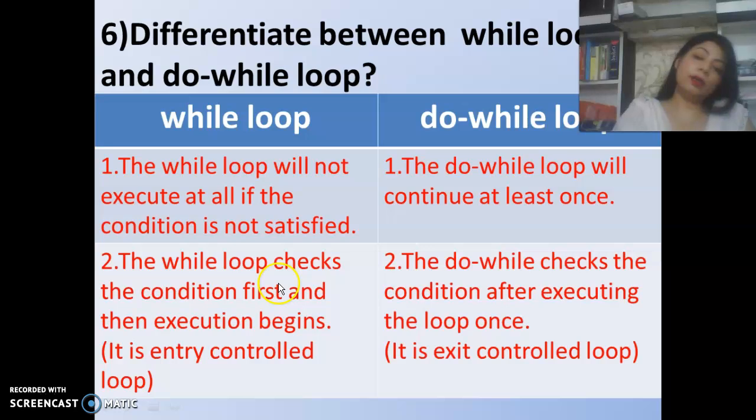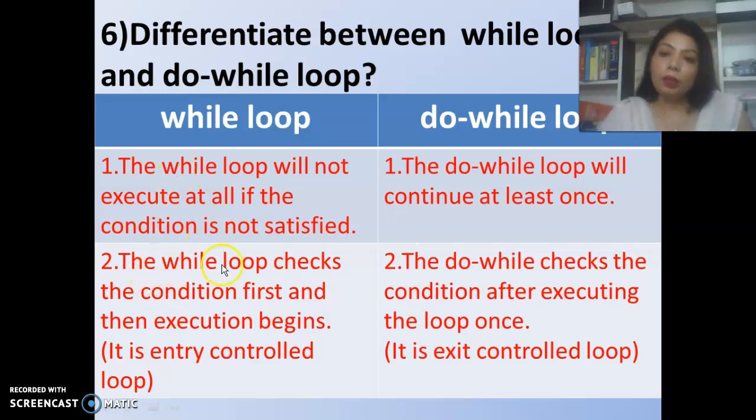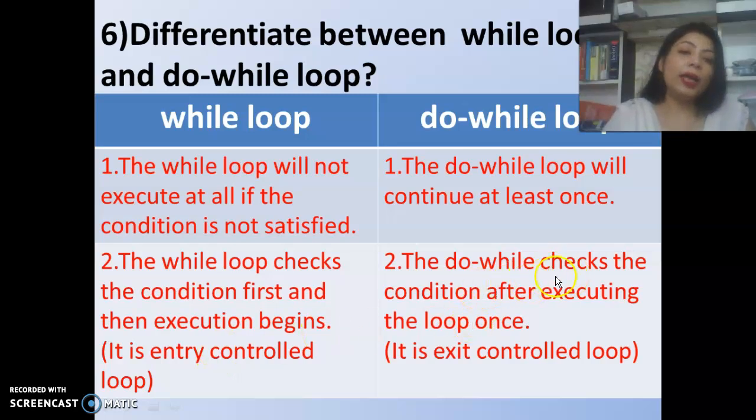Then the second difference is that the while loop checks the condition first and then execution begins. As I already discussed, the while loop checks the condition first, then execution begins, and the do while checks the condition after executing the loop once. That's why it is called an entry controlled loop, because at the time of entry it checks whether the condition is true or false. And do while is called an exit controlled loop, because at the time of exit it checks the condition.